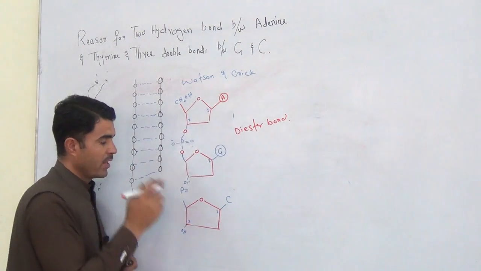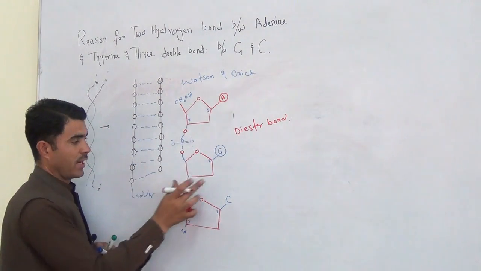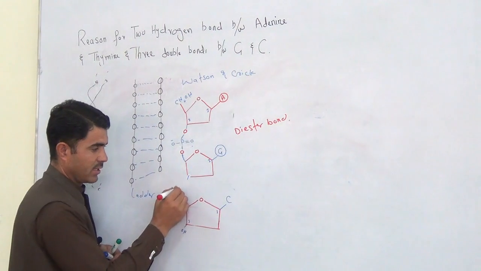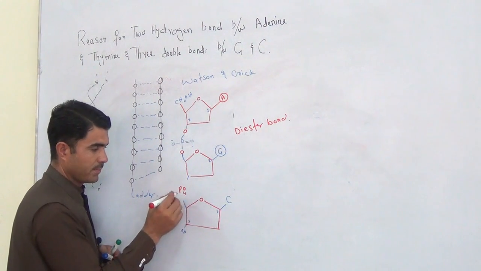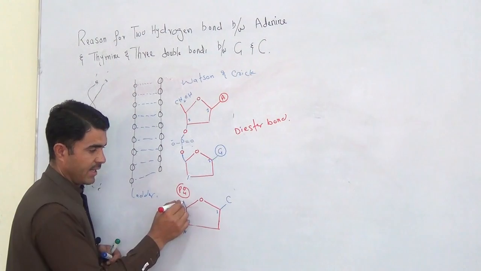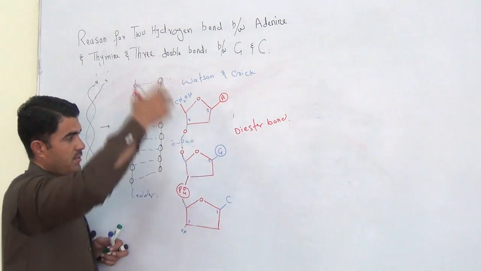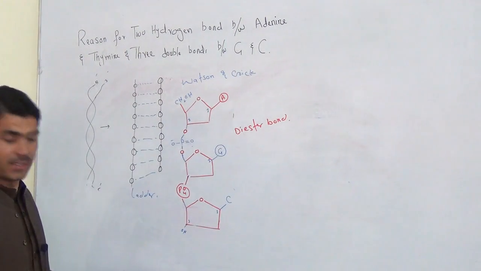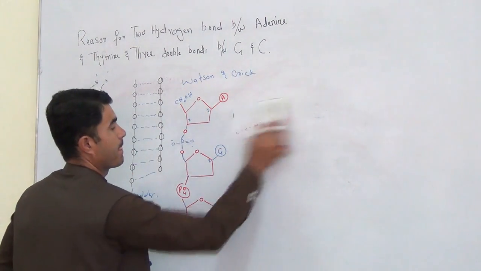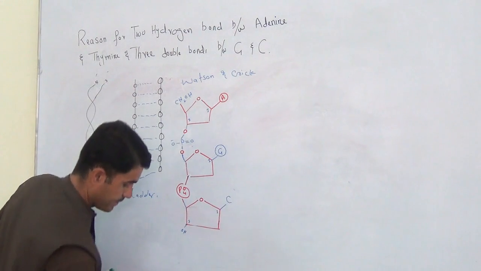Similarly the case here. So I think now there is no need to write it again and again. So now we will just write here PO4, and directly we will link like this, right? Okay, so this is one strand of the DNA. This is just one strand.